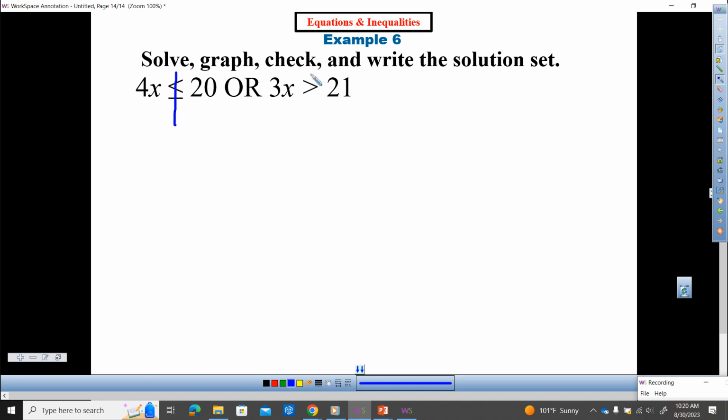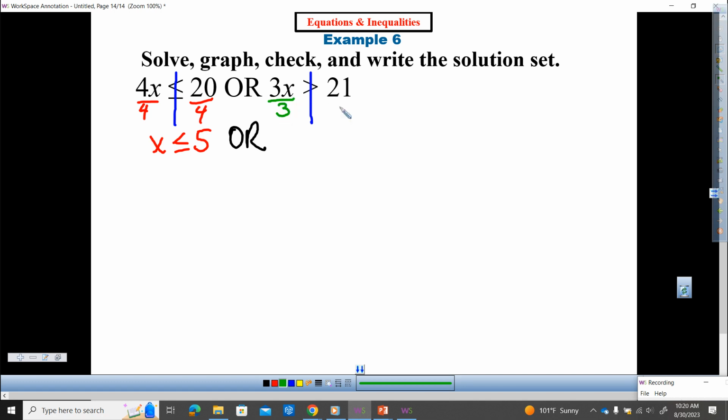Line down the inequality symbols. I'm going to do the left side in red, the right side in green. So can I simplify the left or the right of that one? No. Isolate the variable, so we divide by what? 4, both sides. So this is x less than or equal to 5. Bring down the word or. Let's go to the next one. Can I simplify the right or the left? No, so therefore isolate the variable, divide by 3, divide by 3. x is greater than 7.